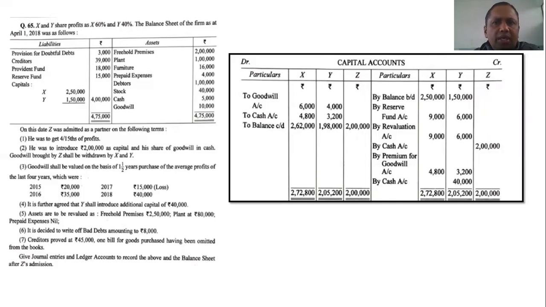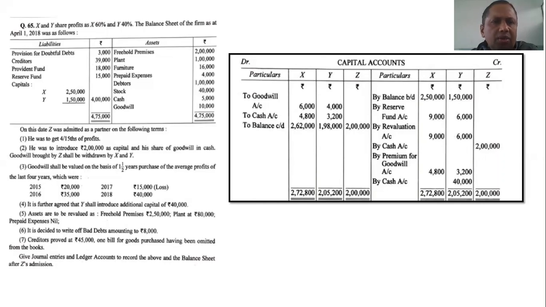So while we are preparing a partner's capital account, this is the format of the partner's capital account. Debit side: particulars, X capital, Y capital, Z capital. Credit side: particulars, X capital, Y capital, and Z capital. So first we start with balance brought down.